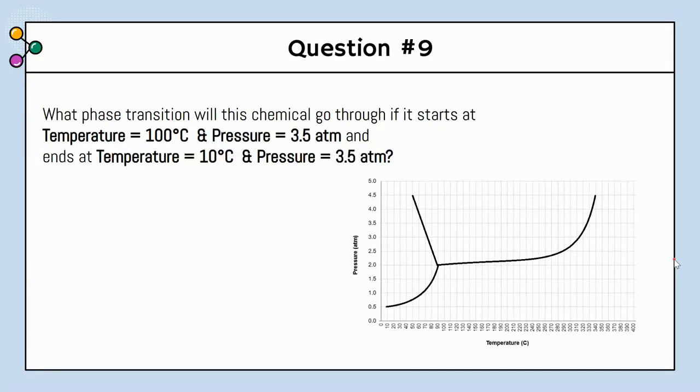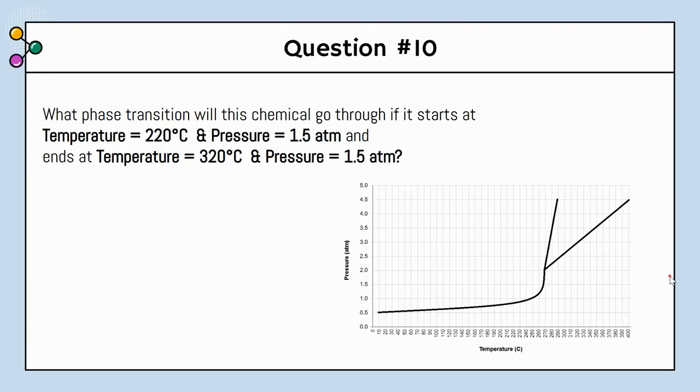All right, now it's your turn to try. What phase transition would occur if this chemical starts at 100 Celsius and 3.5 atmospheres of pressure, and it ended at 10 degrees Celsius and 3.5 atmospheres of pressure? Go ahead and answer on your screens. We can see that if we label these different phases and we draw that arrow, this is a liquid to solid transition. It is occurring right here, starting here and ending here. And a liquid to solid transition, we said before, was freezing.